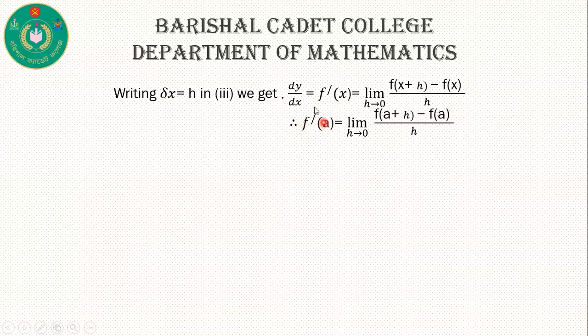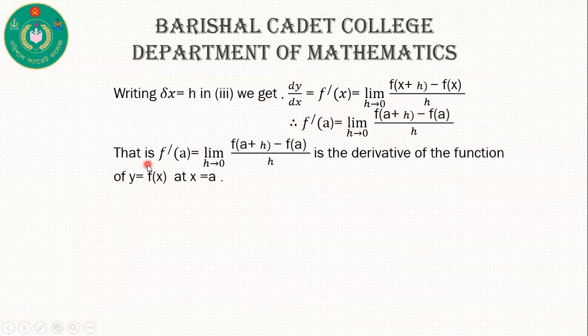Therefore, f dash a is equal to limit h tends to 0 f of a plus h minus f of a by h. That is, f prime a is equal to limit h tends to 0 f of a plus h minus f of a by h, which is the derivative of the function y equal to x at x equal to a.